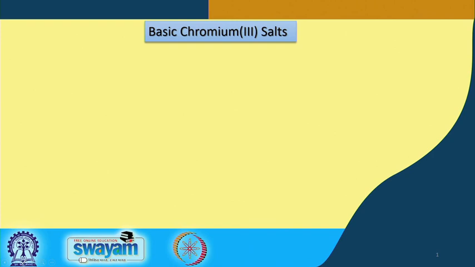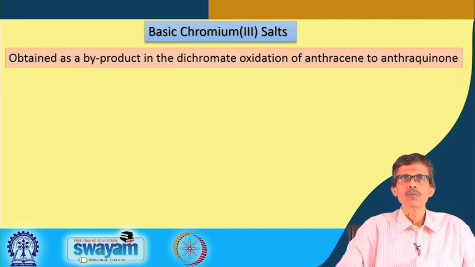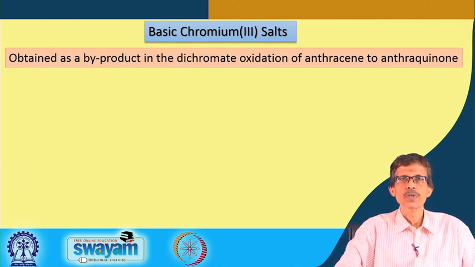So, today we will just finish with a single slide on what the basic chromium salts are, how we can manufacture them industrially, and how important they are. This can be obtained as one of the byproducts when we are talking about dichromate oxidation, because we have seen earlier how we can prepare sodium dichromate, potassium dichromate or ammonium dichromate.